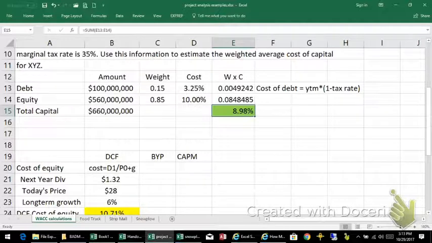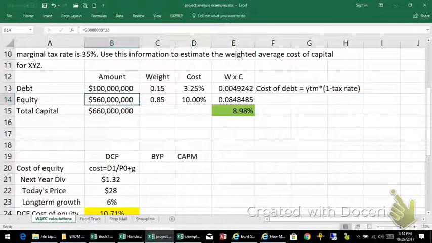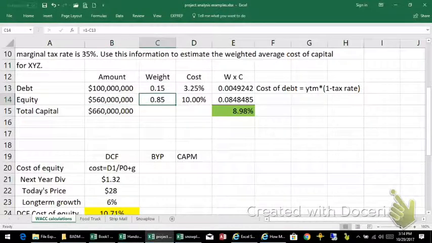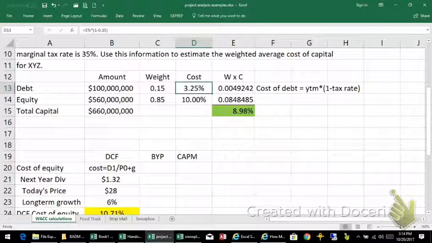All right, but that's the weighted average cost of capital. You come up with the weights, and the weights are either given to you as target weights, or you estimate them based on the market values of the equity and debt components, $100 million of debt, and the market value of $560 million of the outstanding common shares gives you total capital of $660 million. 15% of it's debt, 85% is equity. The after-tax cost of capital for debt is the yield to maturity times 1 minus the tax rate.